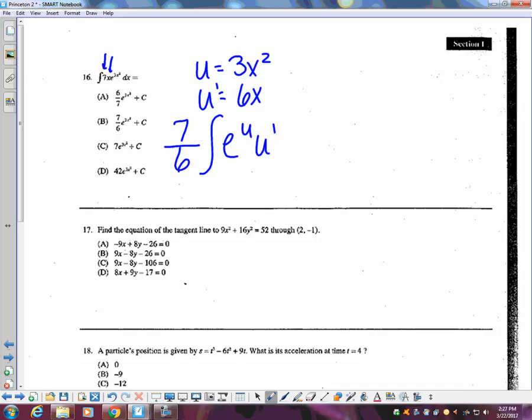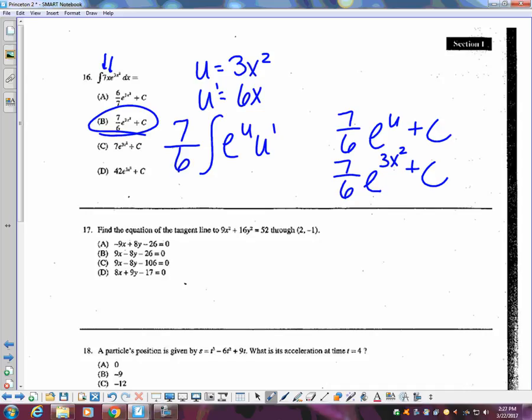Well, taking the integral of e to the u is really easy. 7/6 e to the u plus c. So 7/6 e to the, what was your u? 3x squared plus c. So the 7 was extra, and he's there to kind of throw you off because you need a 6. And no, you don't need to turn a 7 into a 6. Just pull the 7 out and then give yourself a 6 and a 1/6 outside. 7/6. So this would be B. That was number 16. Now we're going number 30.